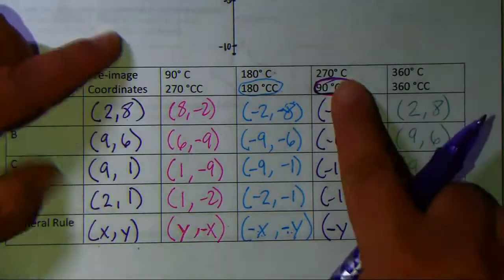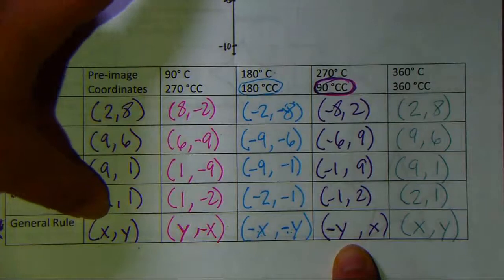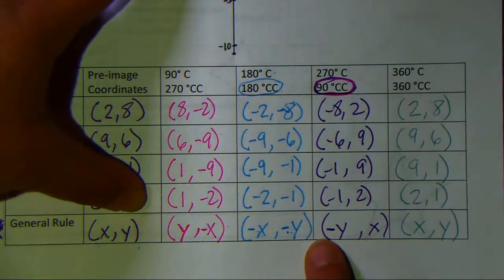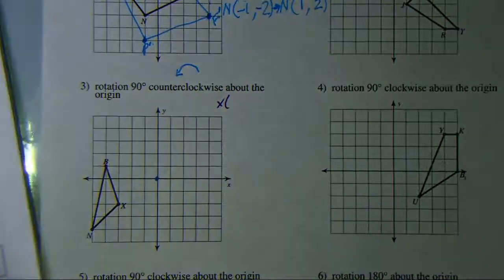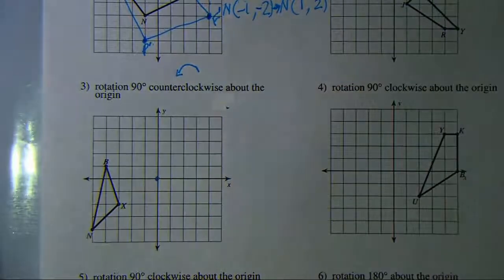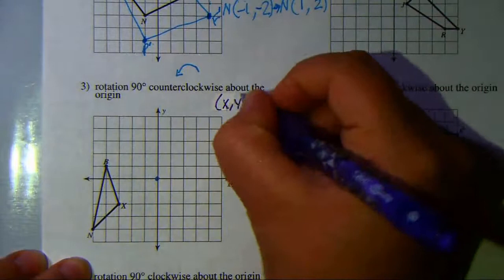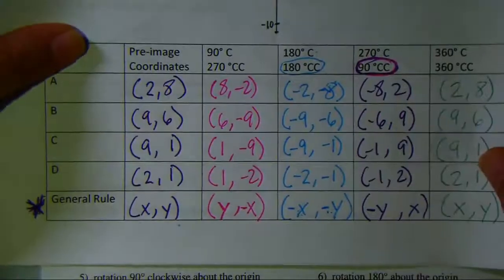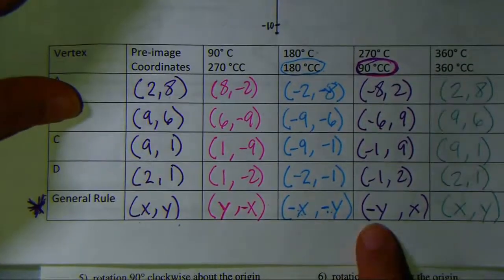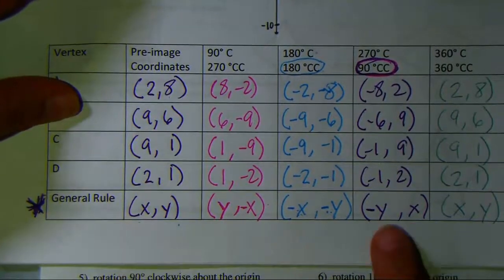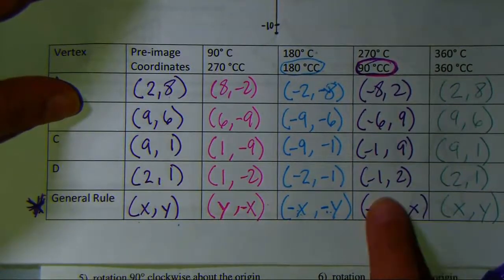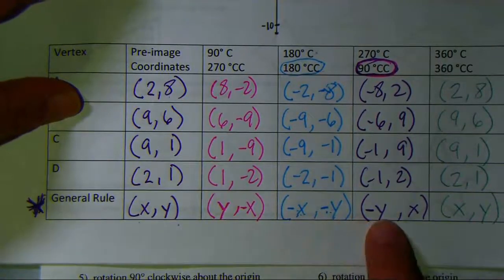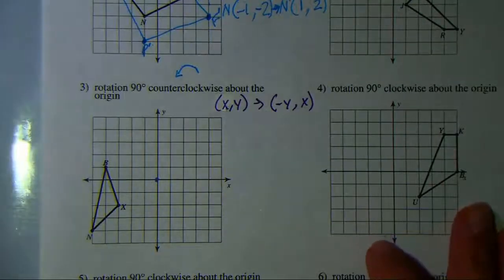So the rule for 90 degrees counterclockwise is that each of my x, y goes to -y, comma x. Okay, every x, y goes to negative y comma x. That was our rule here, 90 degrees counterclockwise. What does that mean? It starts off as x, y and it becomes -y, x. So that means my y and my x are going to switch, but my y is going to also change its sign.